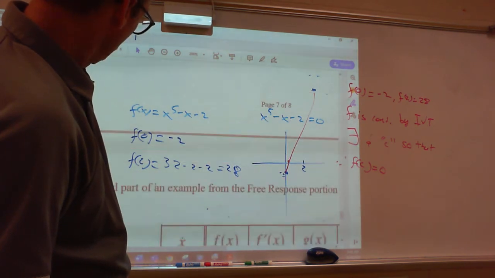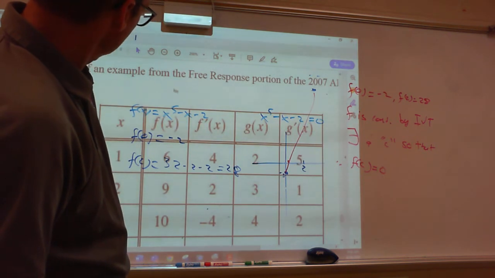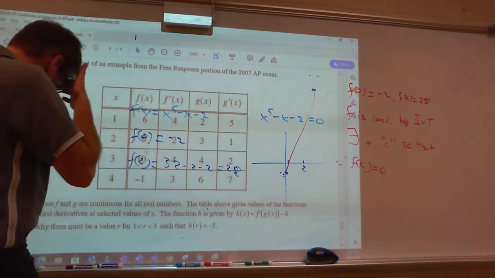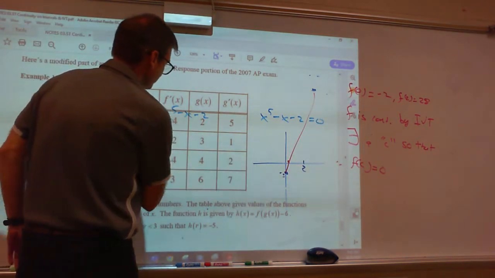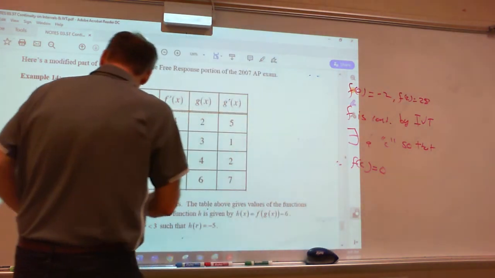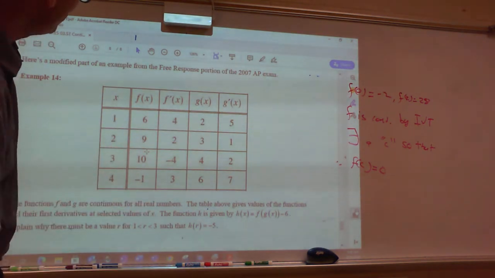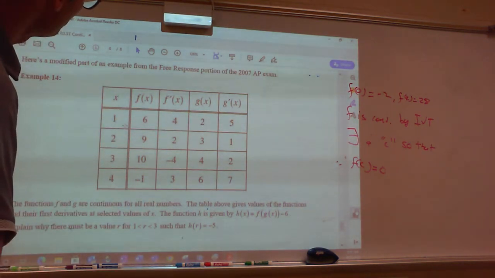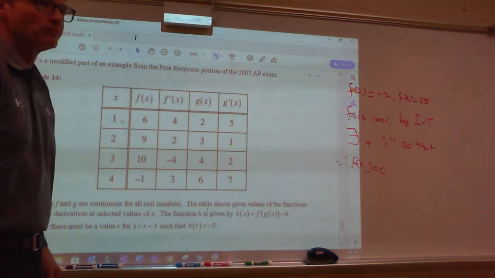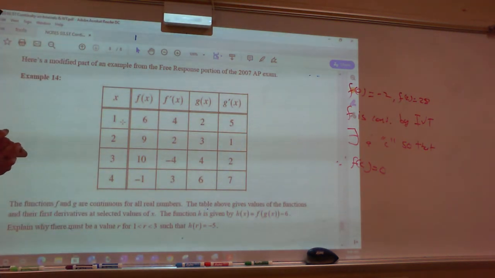That one's a pain. I wanted to do this next one because I thought it was actually kind of interesting. So this was a modified free response question from, I'm getting old because I don't think 2007 was that long ago, but it now is. All right.